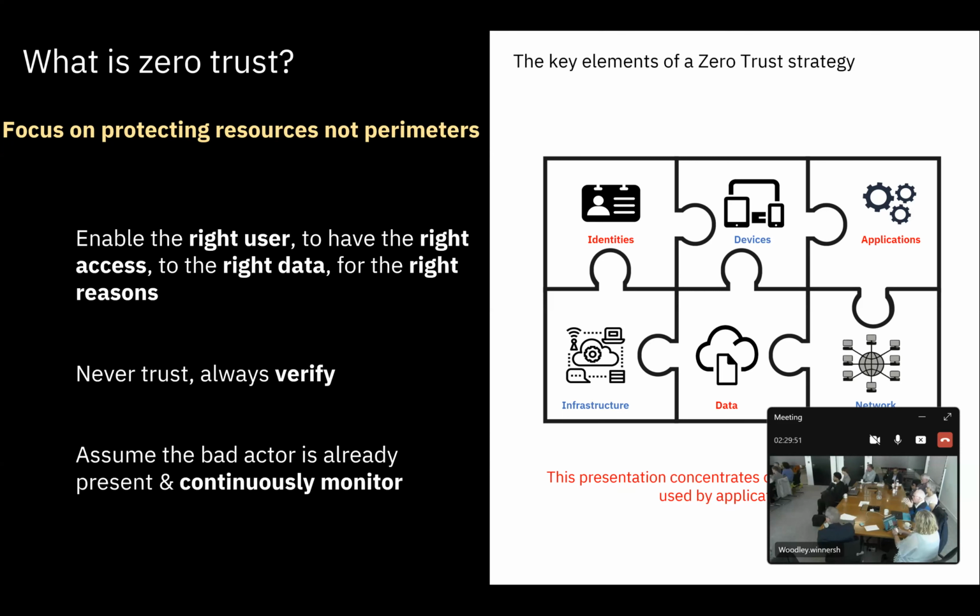Now, the things I'll be talking about in this presentation, these are the 6 elements of zero trust: identities, devices, applications, infrastructure, data, and networks. In terms of this presentation and the enhancements we need to make to CICS, you're looking at identities, data, and applications. CICS is all about running your applications to access your data and making sure that it is accessed by the right people.